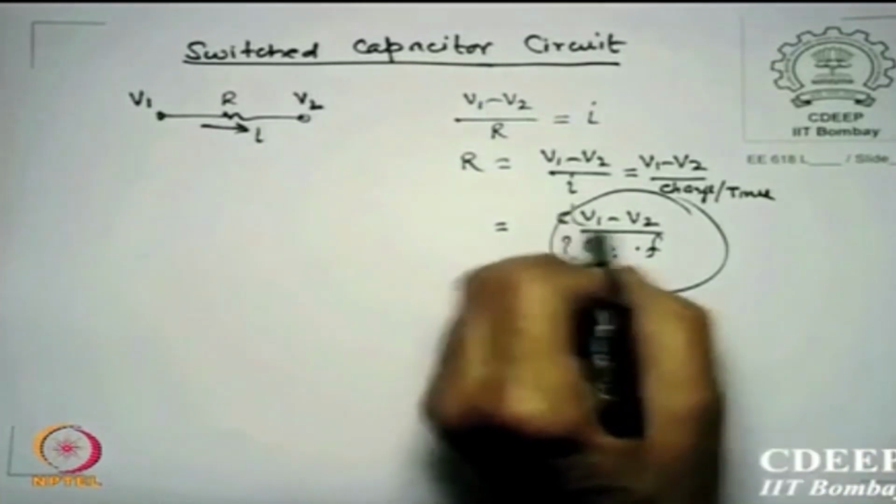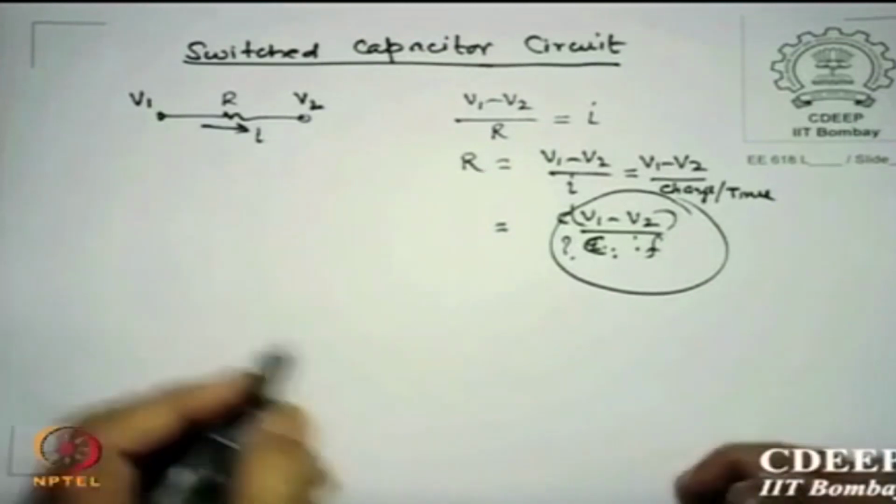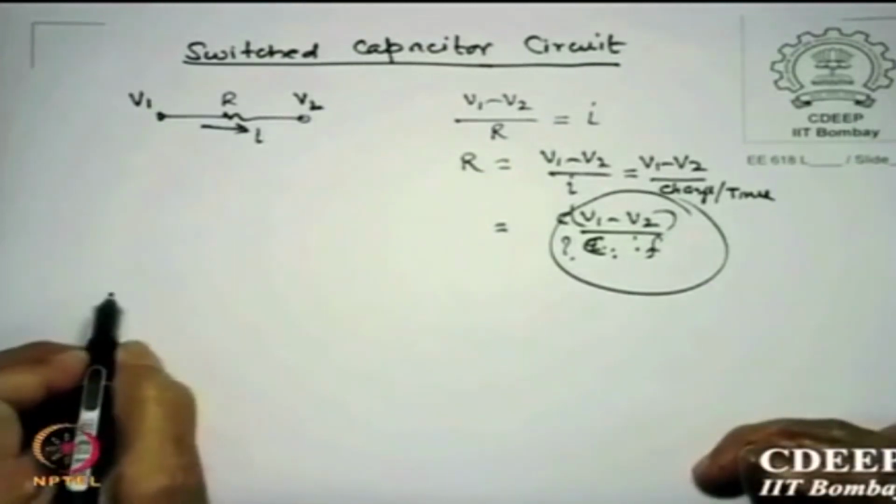Make it CV here, CV. So I can replace a resistance by a capacitance. This is my thinking. This is what essentially it means. So here is one way we do it.